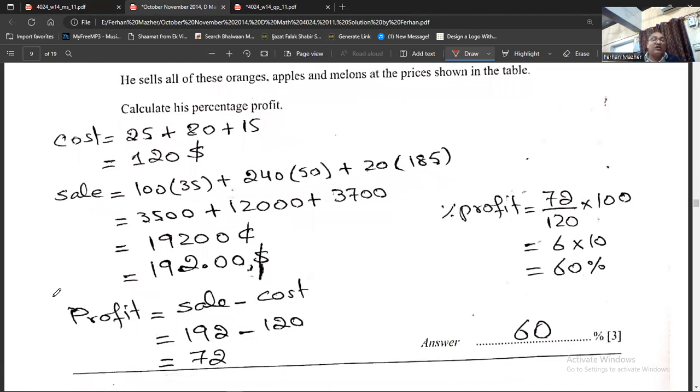Now let's check whether he has made a profit or loss. His sale is $192 and his cost is $120. So the profit will be sale minus cost, 192 minus 120, so the profit will be $72. Now the percent profit is profit divided by the cost, multiplied by 100. So 72 divided by 120 multiplied by 100 will be 60%. So the profit is 60%.